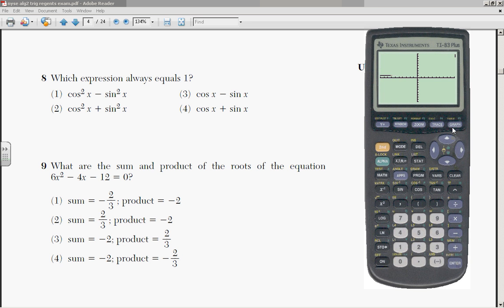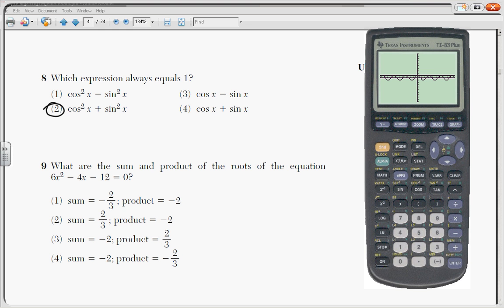Alright, graph them. How's the first one? Uh-oh, see the second one? Two entirely different graphs. Since the graphs are different, that means they're not equal. Whenever I have matching graphs, that means they're equal. You can test these other two just to see that they are not actually equal. So our answer for number 8 is option 2.